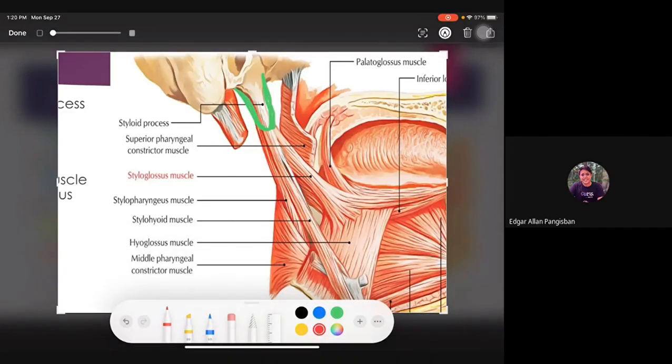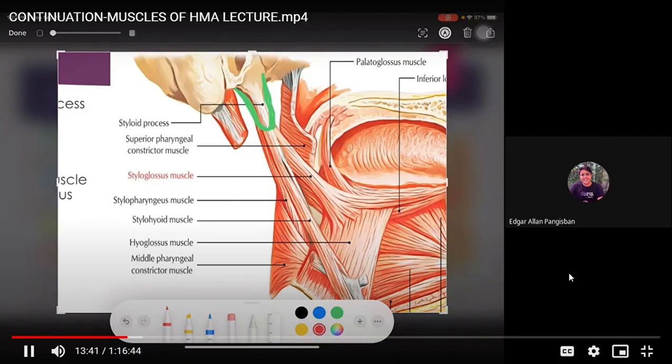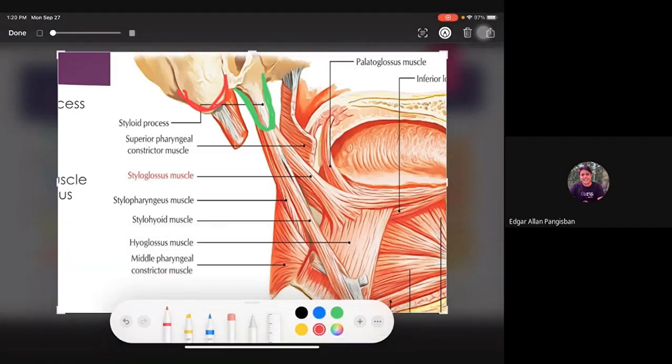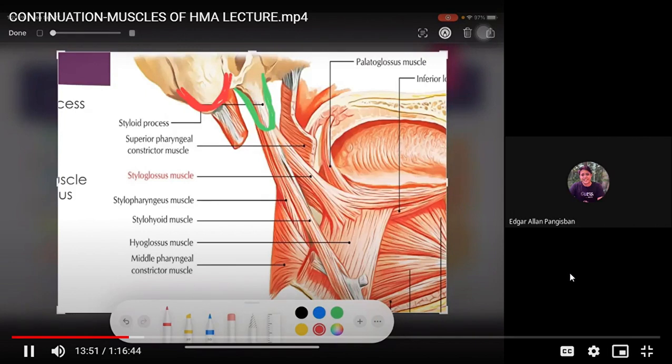Kaya still remember yung anatomy niyo. Yung nasa likod niya is a hindi siya ganong sharp na extension, also known as your mastoid. So yung nasa harap ng mastoid process is your styloid process. Okay, that's the origin. The styloid process is the origin of your styloglossus.